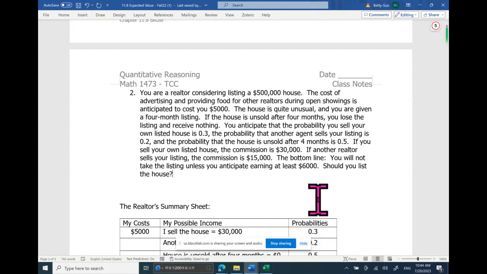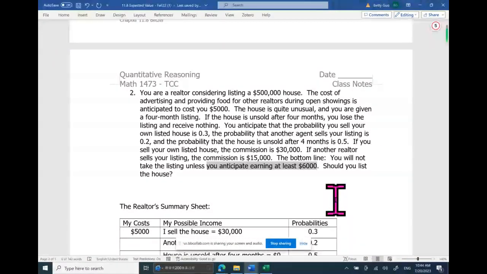If you sell your own listed house, the commission is 30 grand. If another realtor sells your listing, the commission is half of that, $15,000. The bottom line, you will not take the listing unless you anticipate earning at least $6,000. So this sentence tells us we need to set up a table, probability distribution, to find out the expected earning, the expected value of the realtor's earning by selling the house.